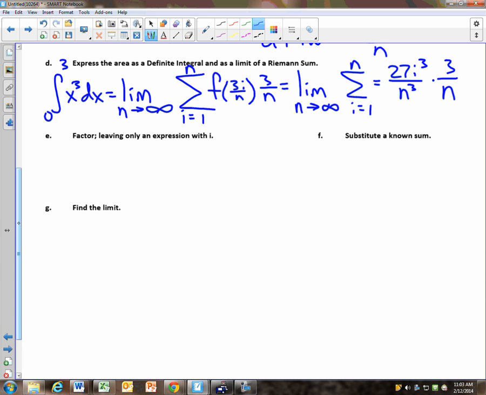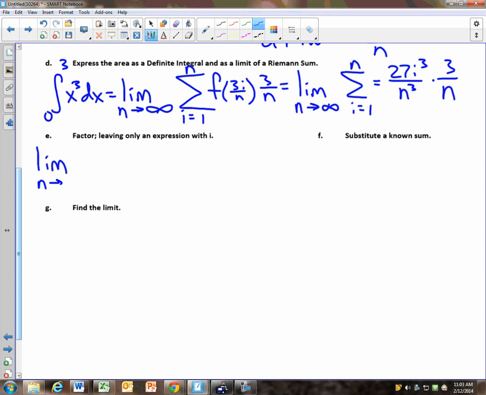Now we got to get rid of that whole sum piece, right? But we can't do it yet because we've got i's and we've got n's together. So we want to get rid of everything that doesn't have an i. So the numbers and the n's, we got to pull them out. Yep, we cubed 3i over n. We got 27i to the third over n to the third, because it says f of. You got to plug it into your function.